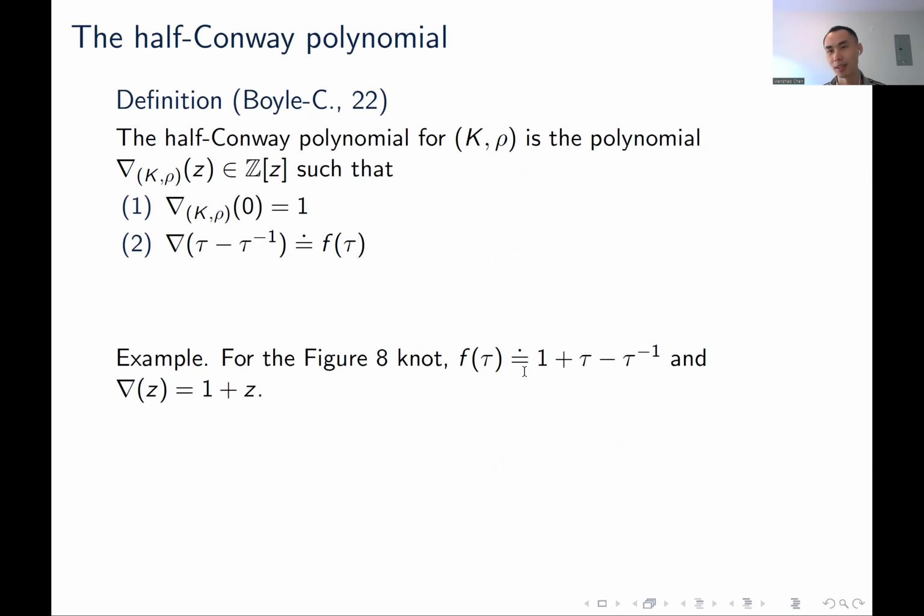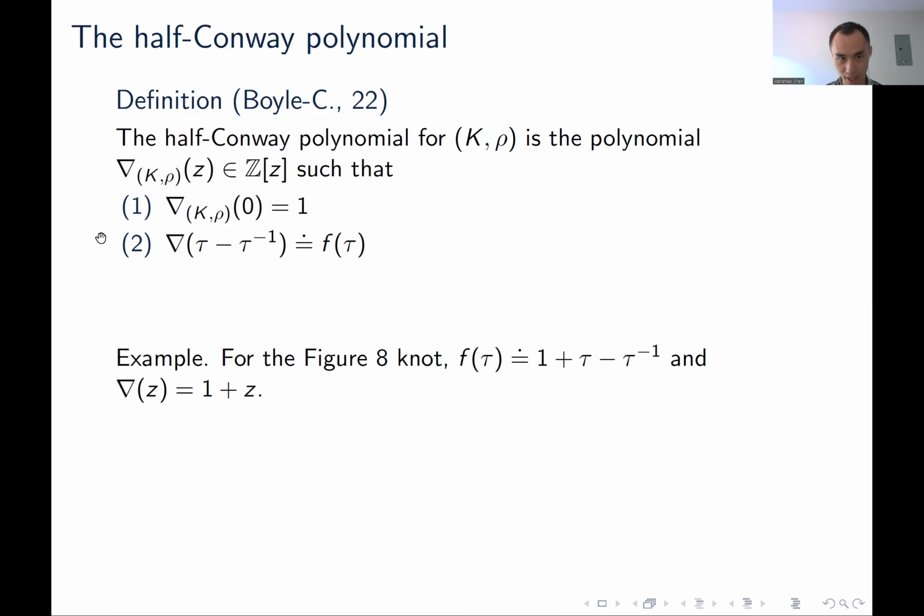And basically, that was the homological approach. And the half-Conway polynomial is a suitable normalization of the half-Alexander polynomial. So it's basically just an integer coefficient polynomial in Z variable, and it has constant term equal to 1. And if you plug in Z equals tau minus tau to the -1, you get back the half-Alexander polynomial of the snack. And this is really similar to the usual way people normalize the Alexander polynomial.